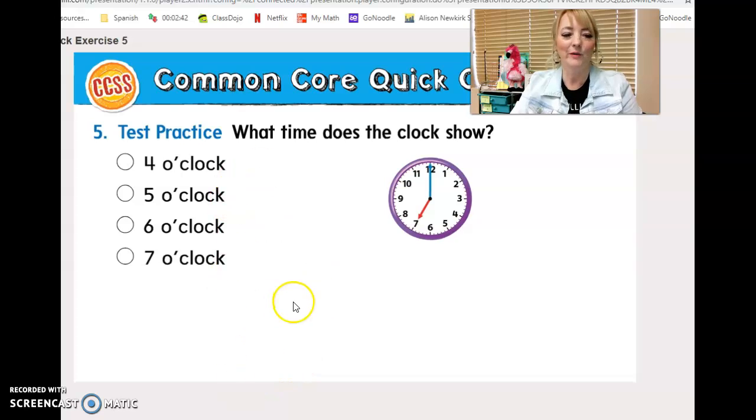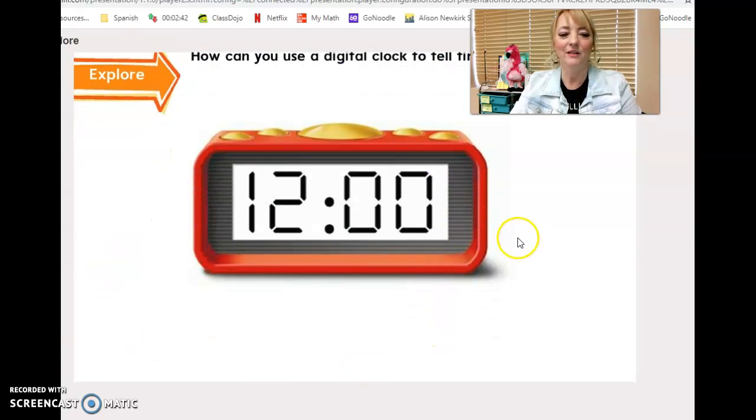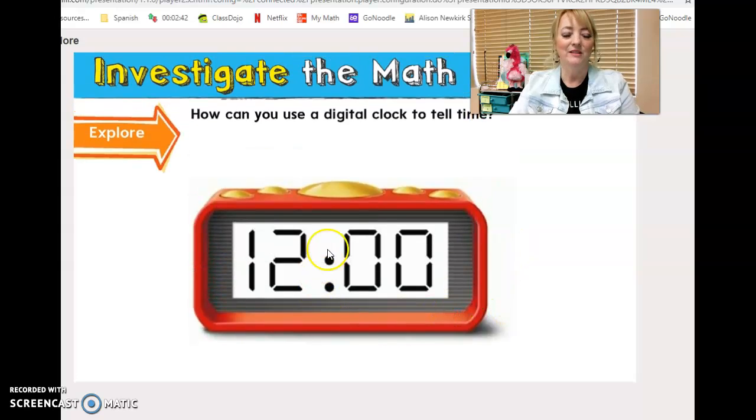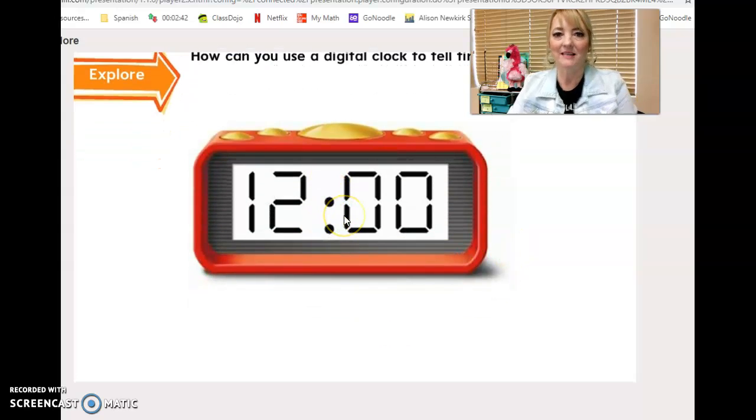Here's our Common Core quick check. What time does the clock show? It shows 7 o'clock. Good job. How can you use a digital clock to tell time? So this is what a digital clock looks like. It doesn't have hands, it only has the numbers. So we have the hour separated by a colon. This is called a colon. And then the minutes.